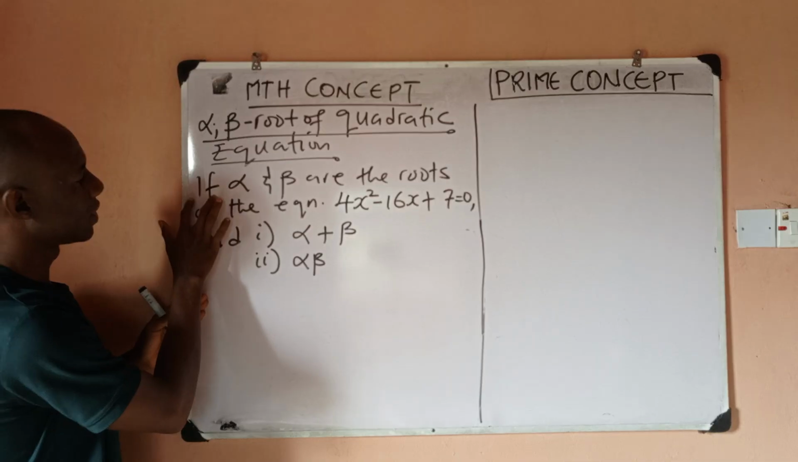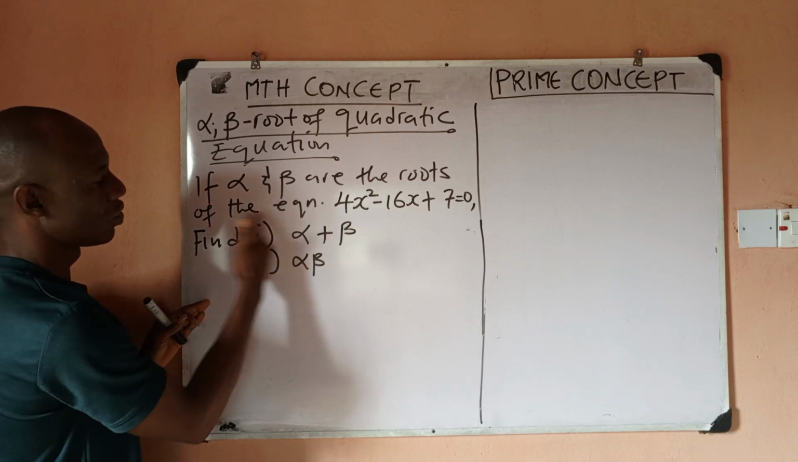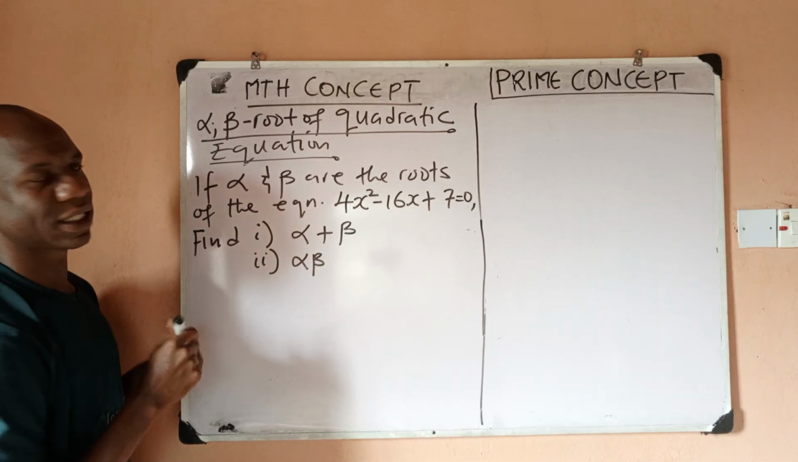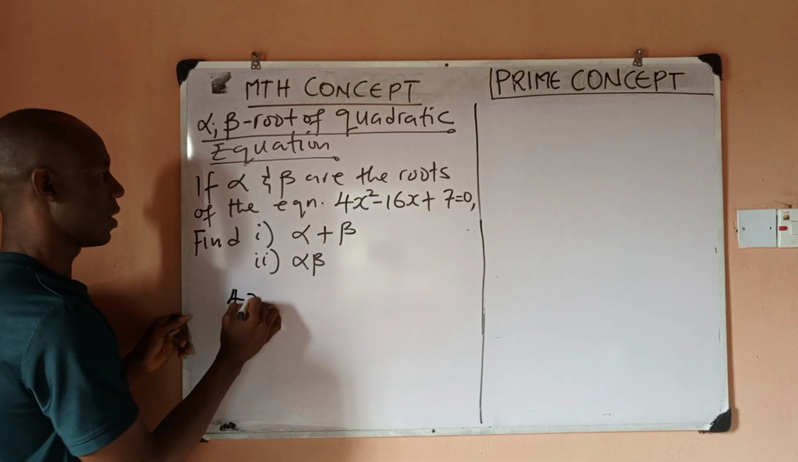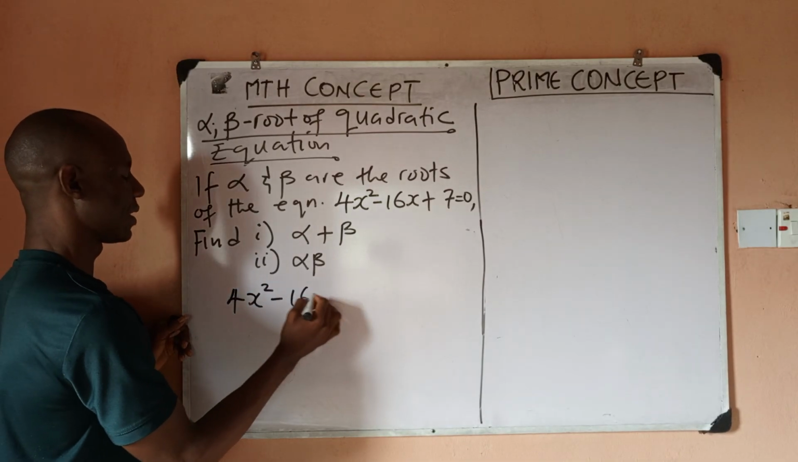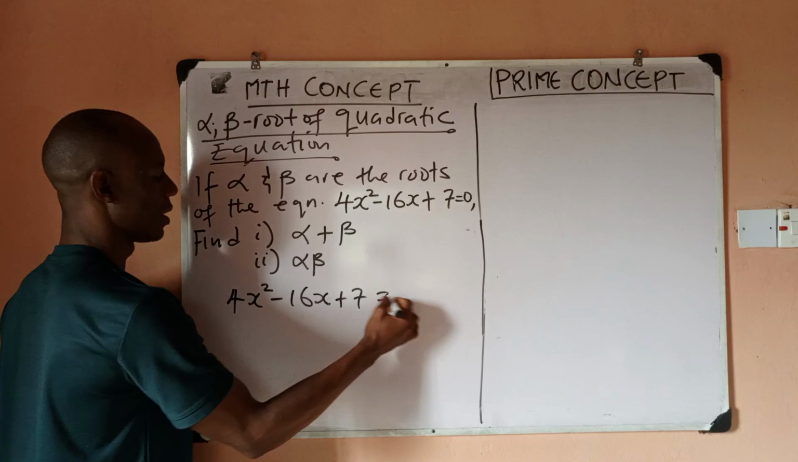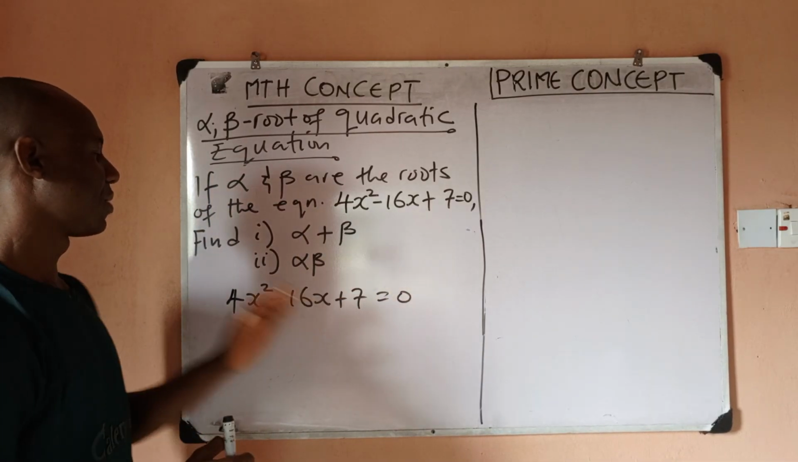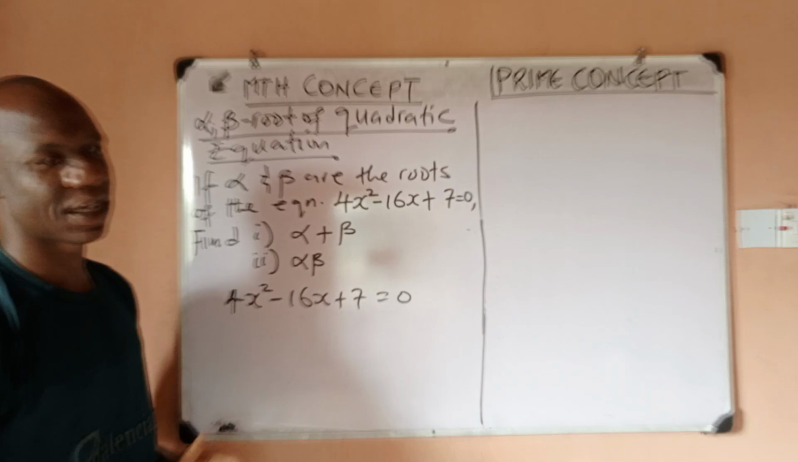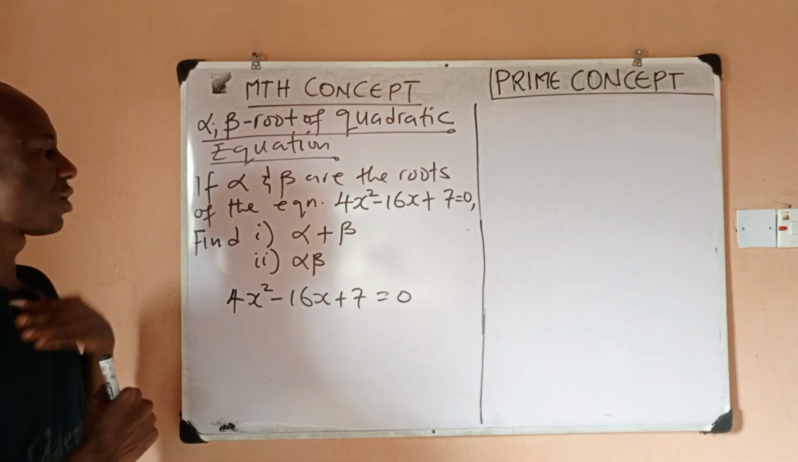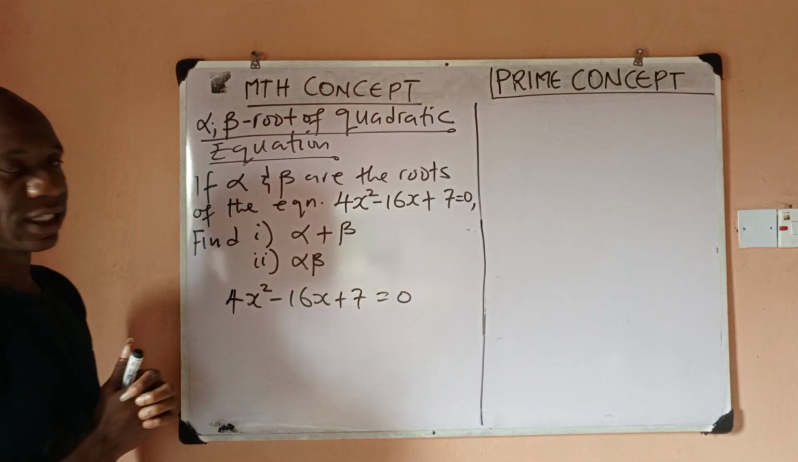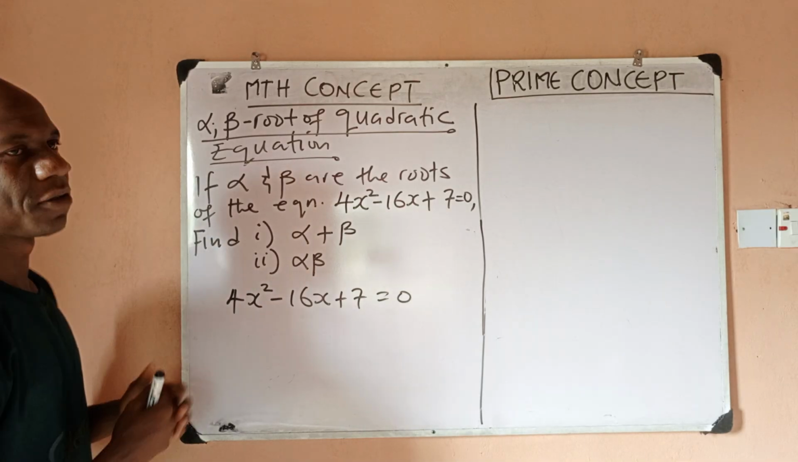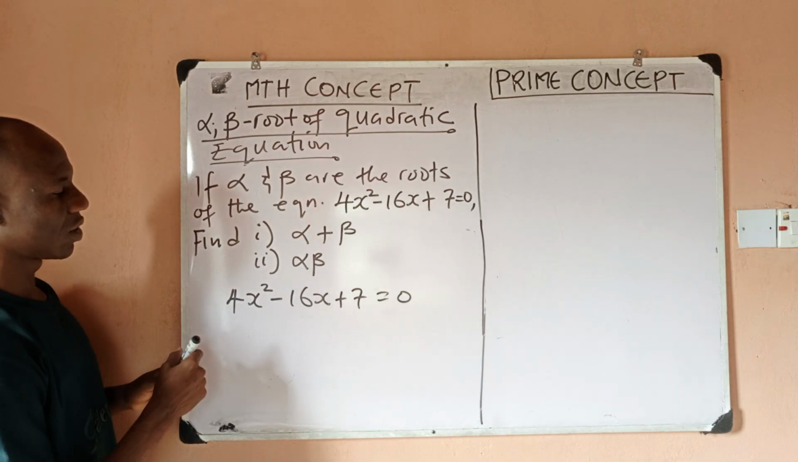Now the question says, if alpha and beta are the roots of the equation, so let me write out the equation. 4x squared minus 16x plus 7 equals 0. If alpha and beta are the roots of this equation, find alpha plus beta, find the sum of roots. We can solve this in 2 ways or more, but let's go by the formula we just derived and I'll still show you something else.